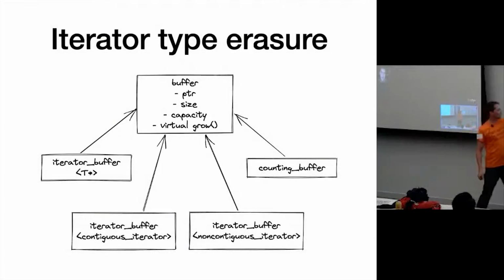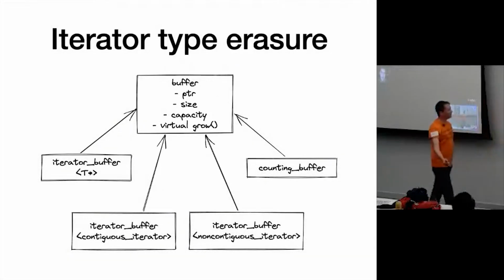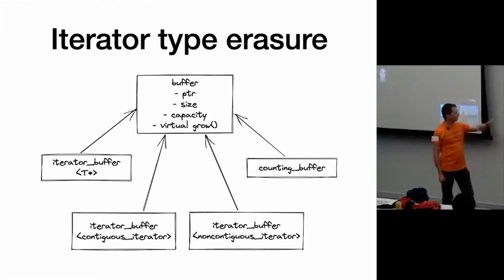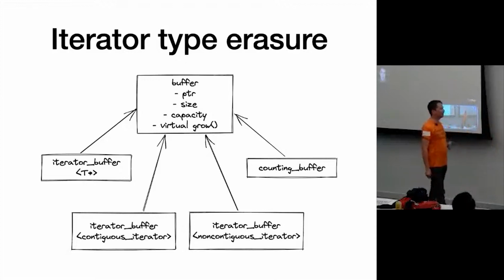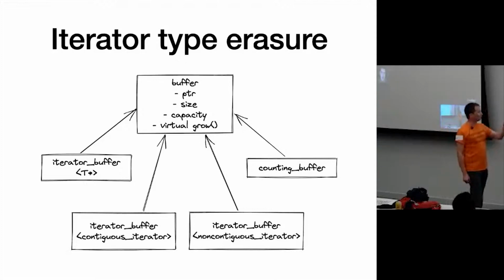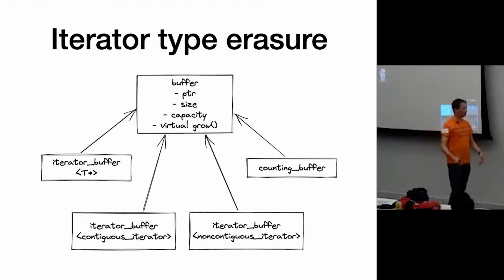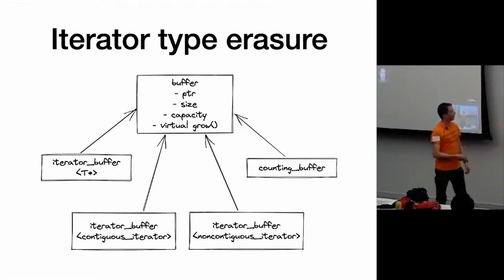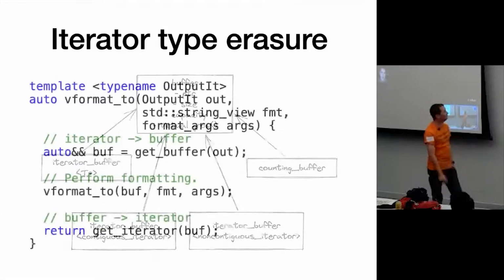So there is one optimized for pointers, one optimized for other non-pointer contiguous iterators, and the general slowest case for arbitrary non-contiguous iterators. It does additional buffering to split it up and avoid code bloat. And also there is a counting buffer, which allows writing into itself, but it discards all the output. It doesn't grow, and writes from the beginning.